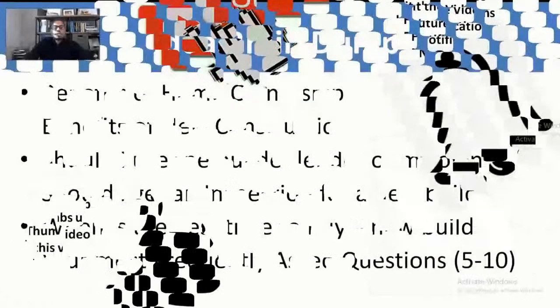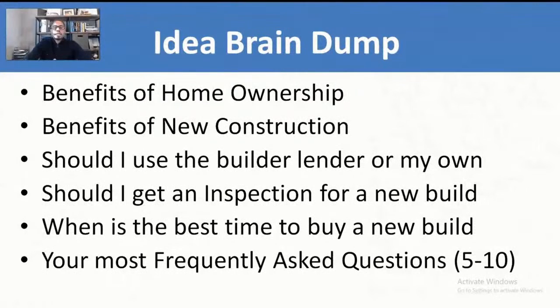So step 1 is to have an idea brain dump. Literally take all the ideas in your head and put them down on paper or document them on your computer. So here are some topics. Benefits of home ownership. Benefits of buying new construction. Should I use the builder's lender or my own? Should I get an inspection for a new build? When is the best time to buy a new build?